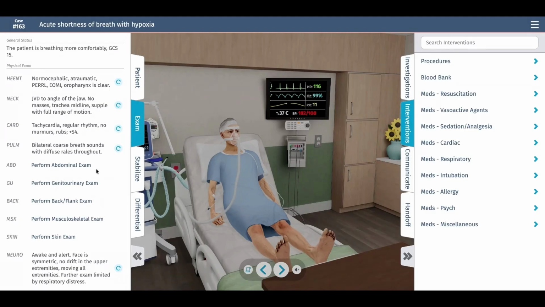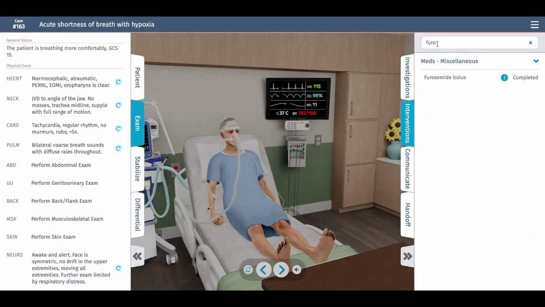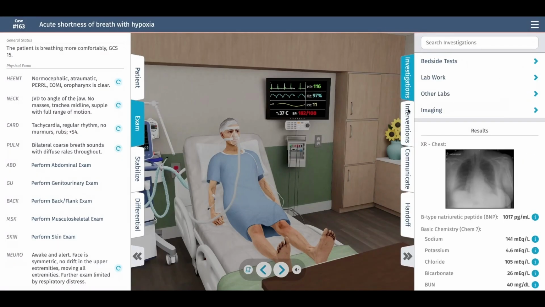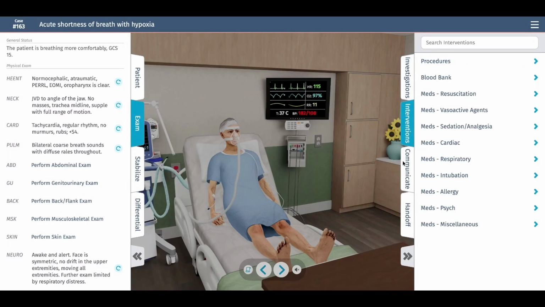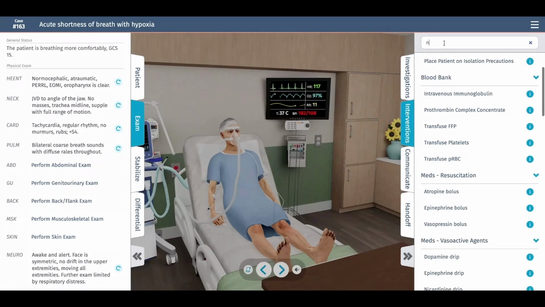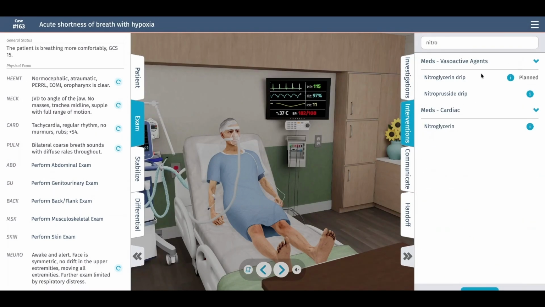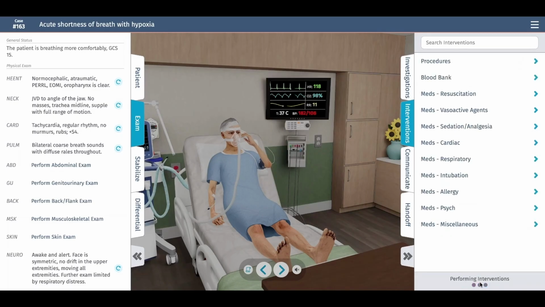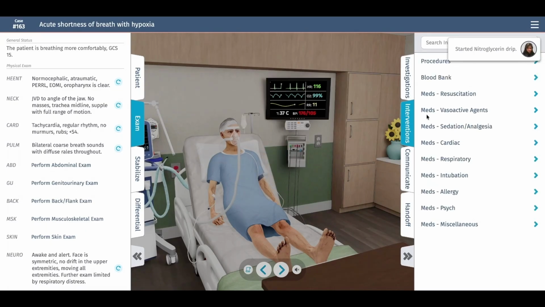So let's get back to this lady. She's just sitting here staring at me. We're going to give her Lasix anyway. Oh, I already gave her some Lasix. Let's go. And she's on positive pressure. And then you know what? We're going to give her some nitroglycerin as well. Boom. Help you out, lady.